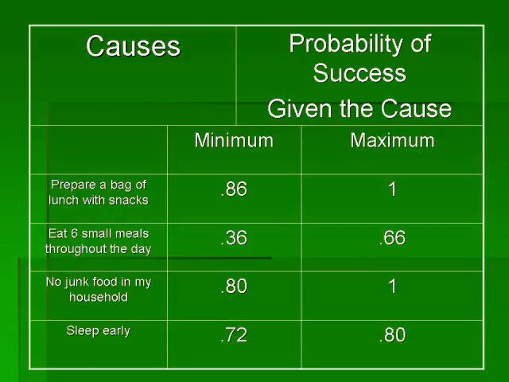No junk food in my household. The minimum is 0.80 and the maximum is 1. Sleeping early. The minimum is 0.72 and the maximum is 0.80.